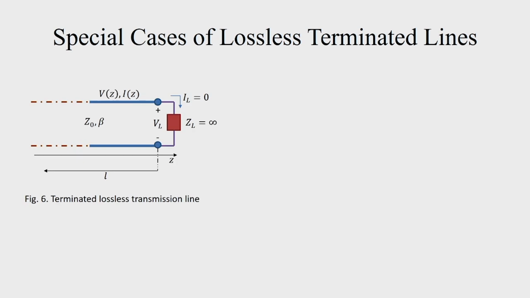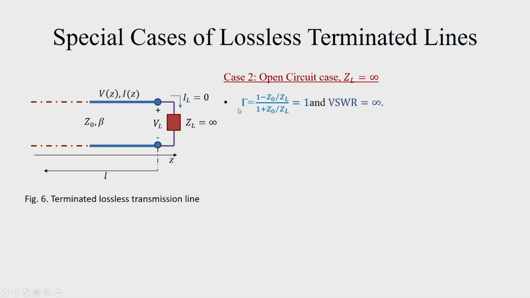Let us discuss another case of terminated line. In that case, we consider ZL to be infinity. That means it is the case when the transmission line is terminated to an open circuit. In this case, we can write the reflection coefficient at the load gamma equal to 1 minus Z0 by ZL divided by 1 plus Z0 by ZL, and when ZL tends to infinity, in the limiting case gamma will become 1. Once again the VSWR will become infinity.